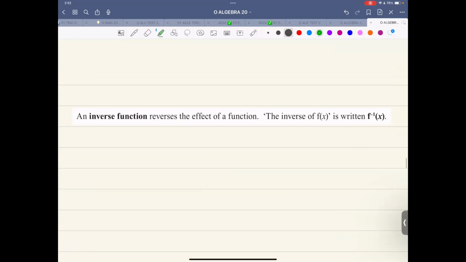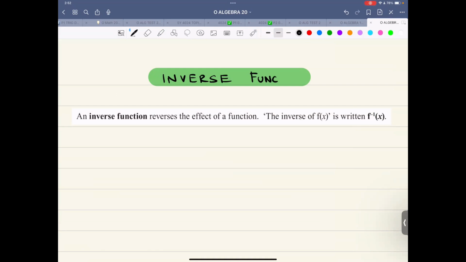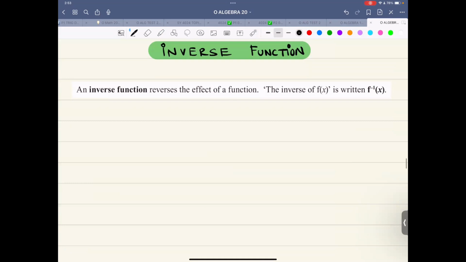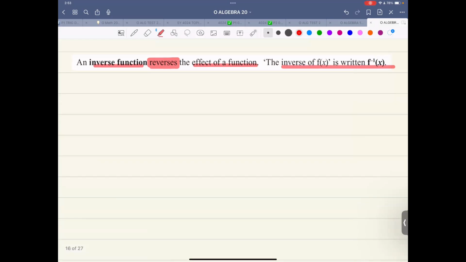Now let's talk about the inverse function. So inverse of a function, that is inverse function. So what is the purpose of an inverse function? It says an inverse function reverses the effect of a function. That is the main thing. The inverse of f(x) is written as f raised to the power of minus 1 of x. That's how it's written.